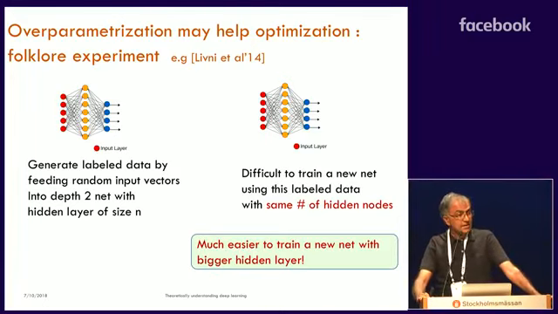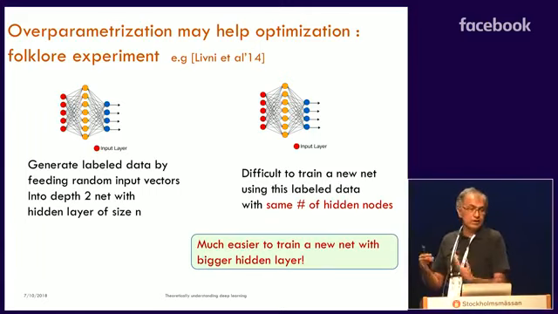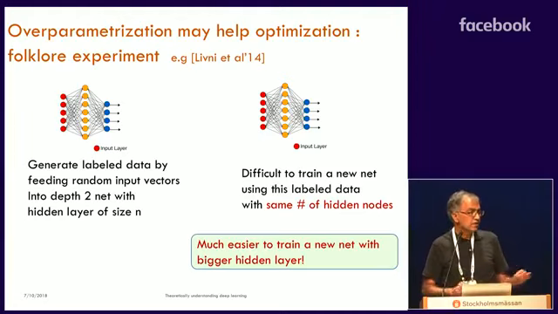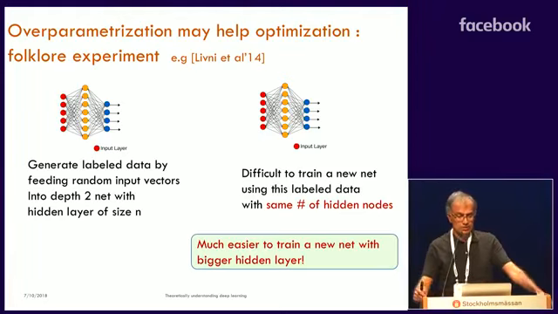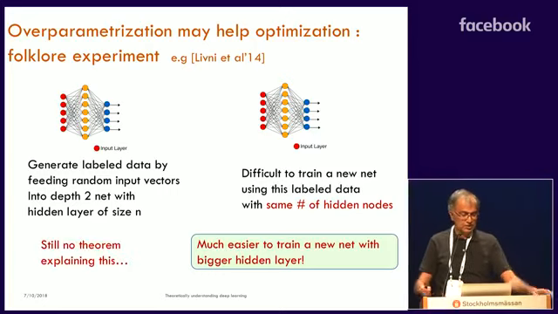But if you increase the number of hidden nodes, so if the true number of hidden nodes was 100 and you allow it to be 300, it becomes much easier. Okay, and then the optimization works very well. It's a very striking experiment. And you would imagine that this should be something that we could prove, actually. But as far as I know, there's still no theorem explaining this.